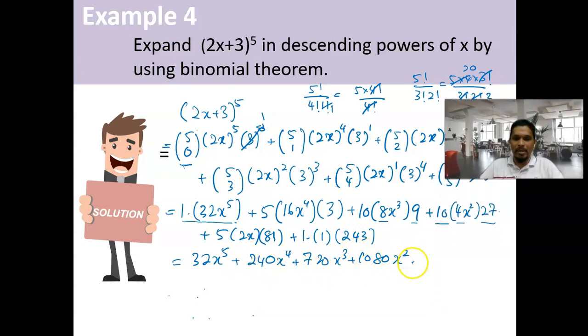Okay, then next plus 5 times 2 equal to 10. 10 times 81, 810x plus 243. Okay, so this is the one here.